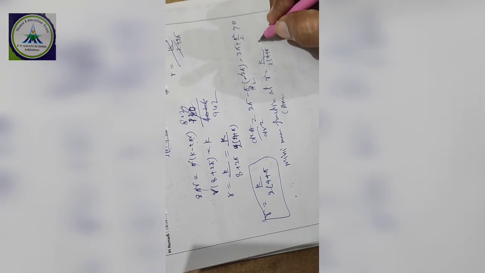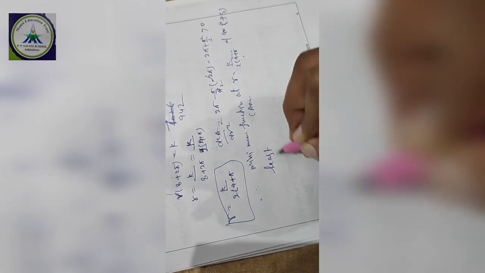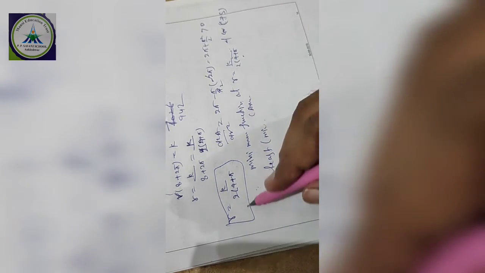Minimum function means the area of the circle and square is minimum. The minimum is least, least or minimum, एक ही बात है. Okay, so r equals this, तो find this relation.